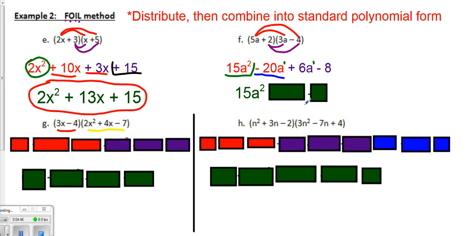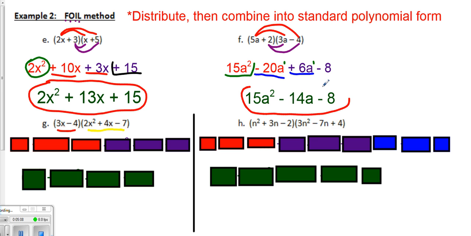Negative 20a and positive 6a can combine. Negative 20 plus positive 6 is negative 14a. And negative 8 stays on its own. So we combine all of our like terms and simplify it down to negative 15a squared, or sorry, positive 15a squared minus 14a minus 8. That would be our answer, our solution to this binomial times this binomial.